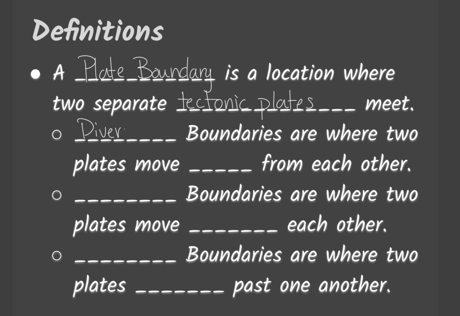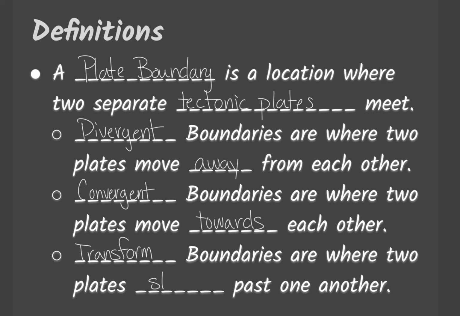Divergent boundaries are where two plates move away from each other. Convergent boundaries are where two plates move towards each other. And transform boundaries are where two plates slide past one another in opposite directions.